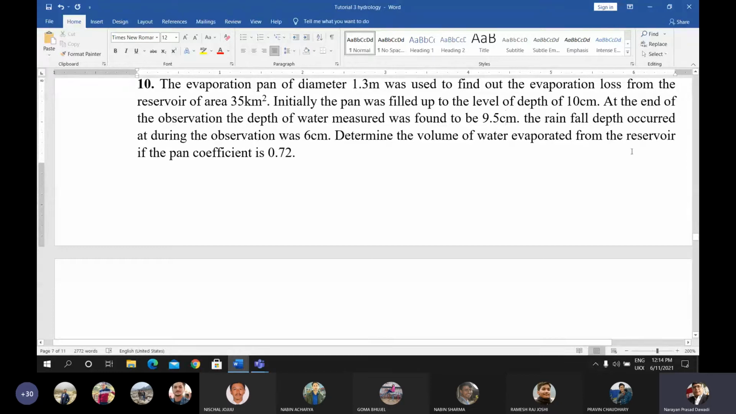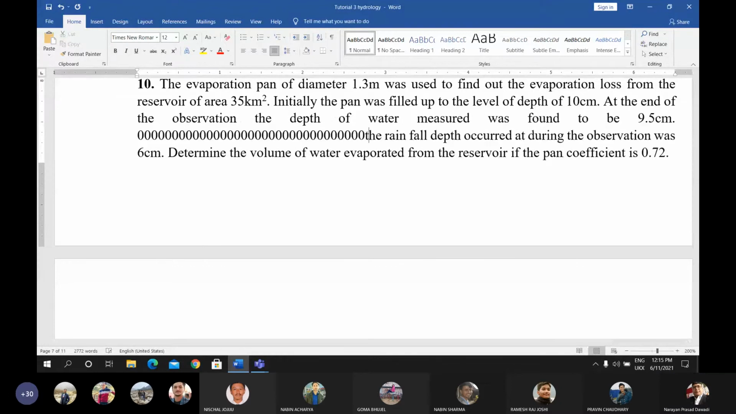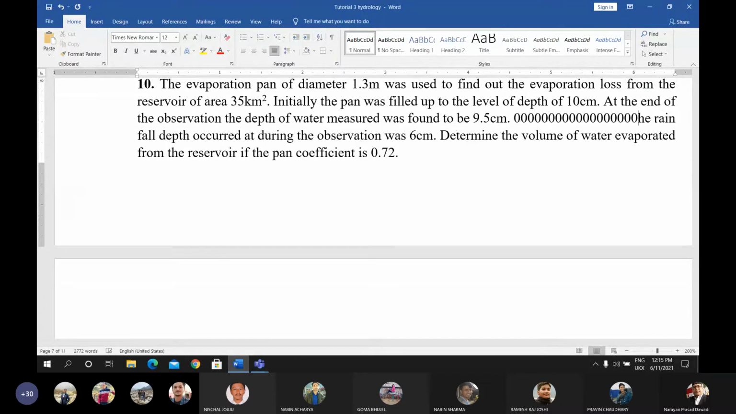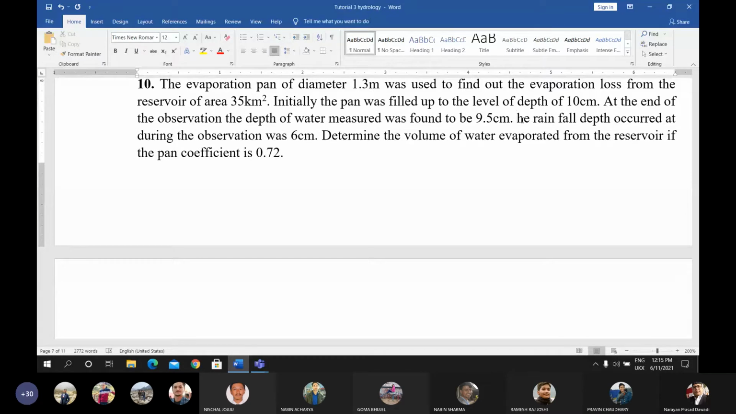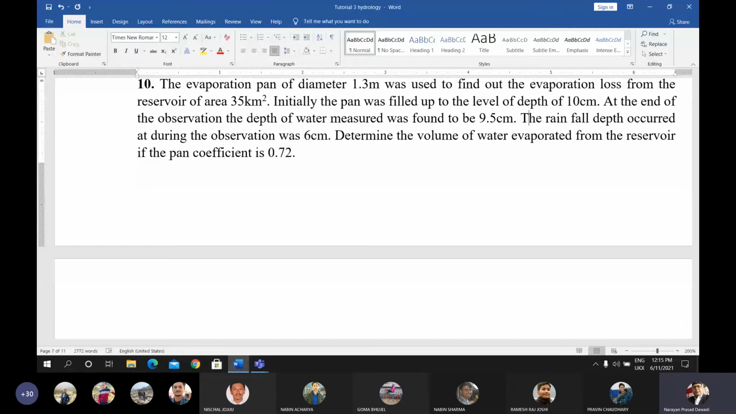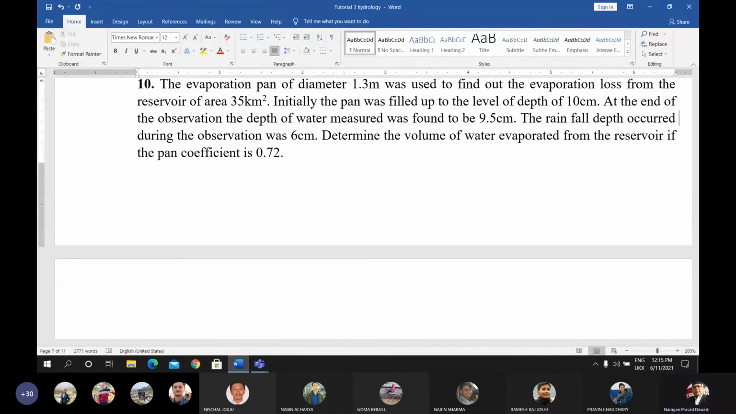The rainfall depth occurred during the observation was 6 centimeter. Determine the volume of water evaporated from the reservoir if the pan coefficient is 0.72.